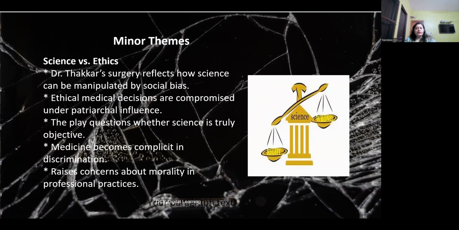The minor themes: science versus ethics. Dr. Tucker's surgery reflects how science can be manipulated by social bias. Ethical medical decisions are compromised under patriarchal influence. The play questions whether science is truly objective. Medicine becomes complicit in discrimination. It raises concerns about morality in professional practices.